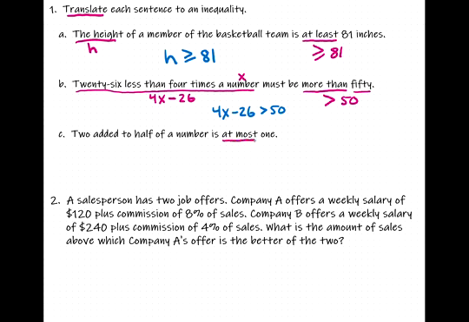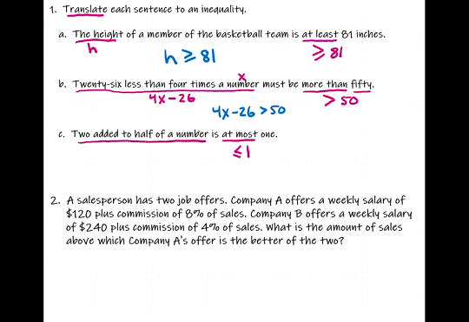So at most is the key term here for inequalities. At most 1 meaning it cannot be above 1. It could be 1 or less than 1, but it cannot be above 1. So the inequality symbol we'll use here is less than or equal to 1. And what is at most 1? Well, 2 added to half of a number.